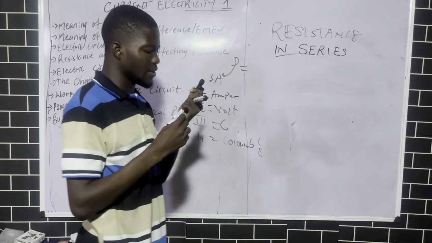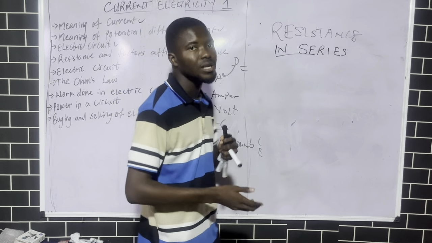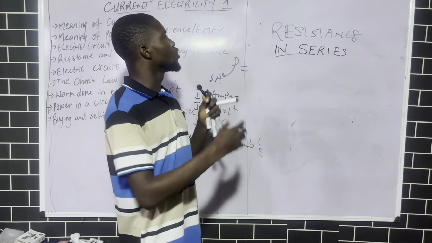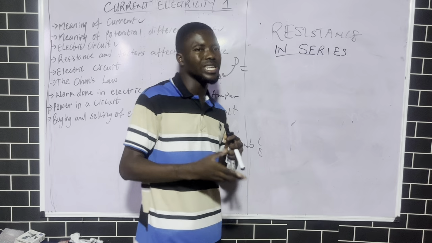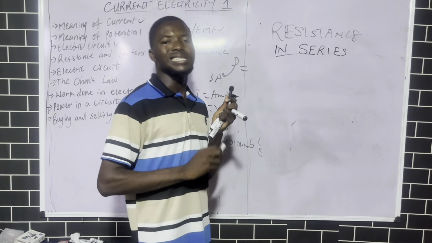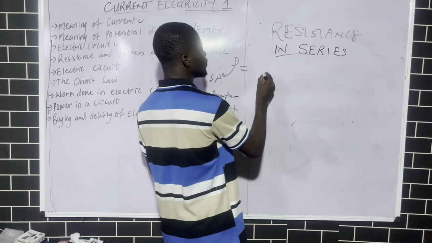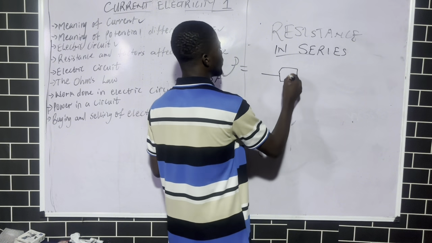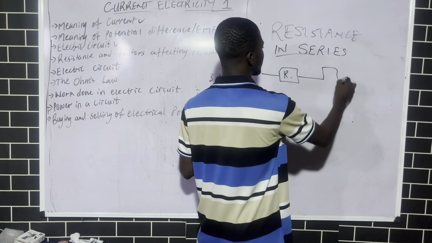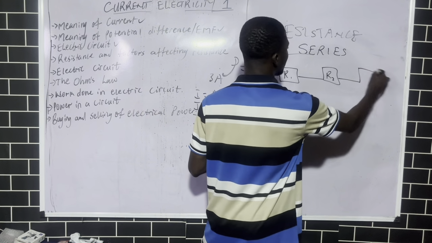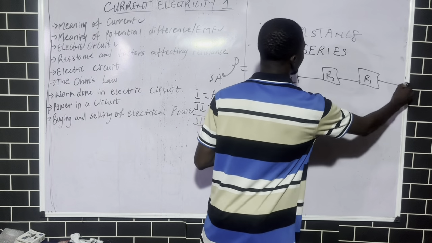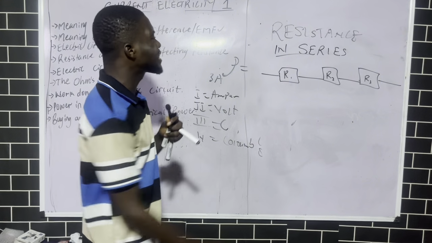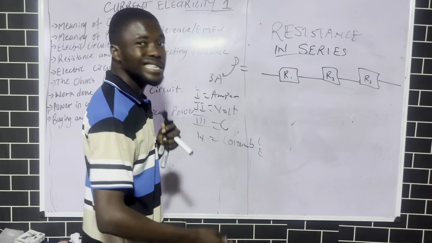Now, resistance in series. What do we mean? I've already explained what series means. When they are joined end to end. So when resistors are joined end to end, we say the resistors are in series. So for example, I have R1, R2, R3. They are joined end to end. These resistors are said to be in series.